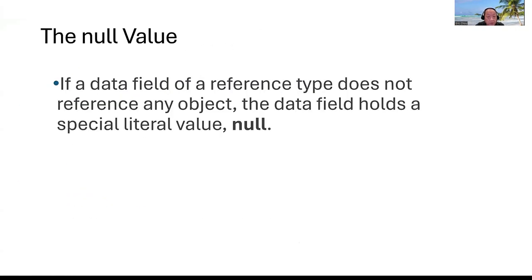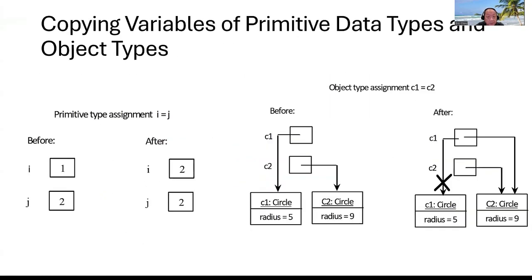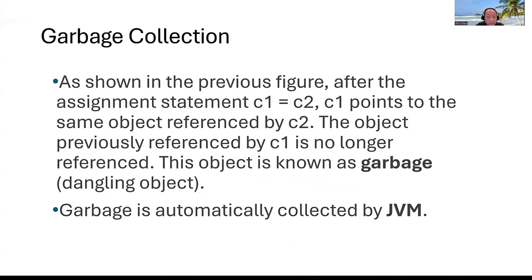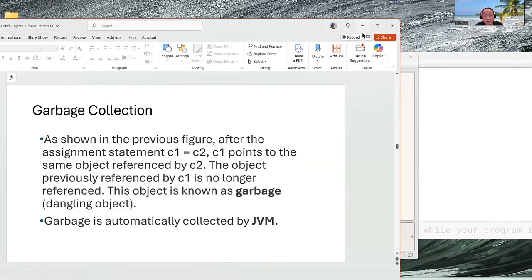Reference variable, we talked about it. Null value, we talked about it. This we just pass. Garbage collection. When your object is not used, we call it a dangling object. So what is a dangling object? Let's show you a dangling object.